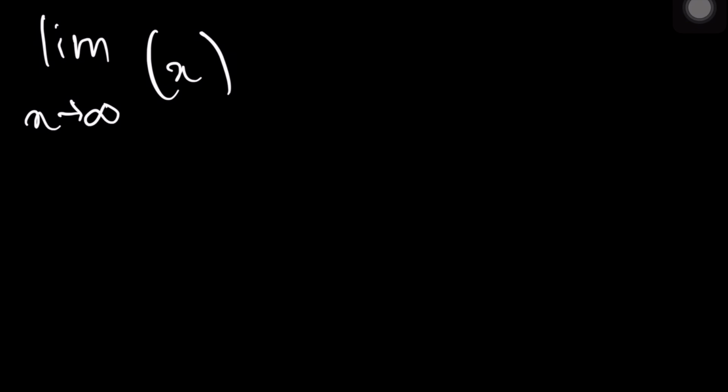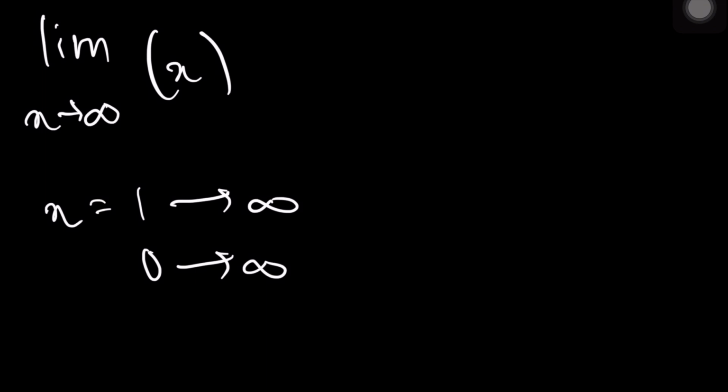Today I will be explaining how to solve limits to infinity. Now, you might have seen a function of a limit to infinity looking a bit like this. So this is basically saying that this is a limit as the value of x eventually reaches infinity. So x will be equal to 1 all the way to infinity, or even 0 all the way to infinity. And that will eventually become our value x.